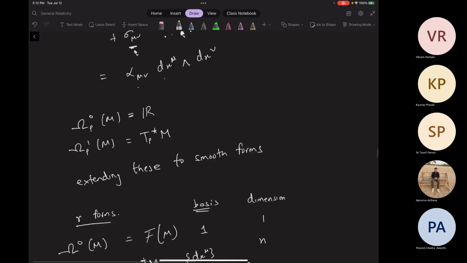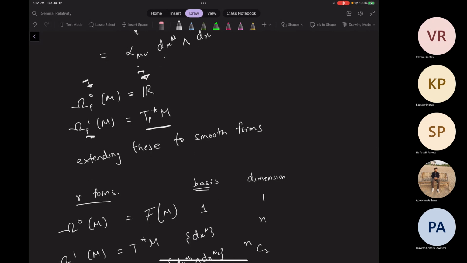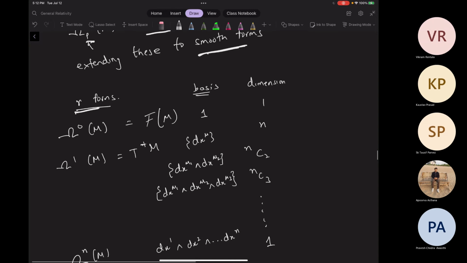So by definition, we take the space of 0 forms to just be real numbers. The space of 1 forms are dual vectors. And now we can extend these. Of course, we've talked about how to extend them to smooth forms, that is, not just at the point p, but over the entire manifold. So if you want a basis of r-forms, omega 0 p M, that is 0 forms, are just smooth functions on the manifold. So we can think of their basis as just the real number 1, and they have dimension 1.